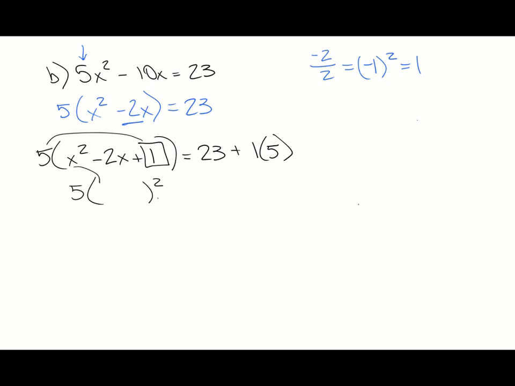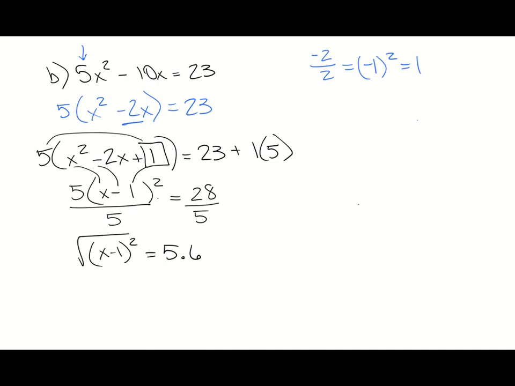The square root of x squared is x, a minus sign, and then the square root of 1 is 1, equals 28, because 23 plus 5 is 28. All right, now you're going to have to solve for x. So I would divide both sides by the 5. What happens here is that you get a decimal. All right, so let's see. 28 divided by 5 is 5.6.